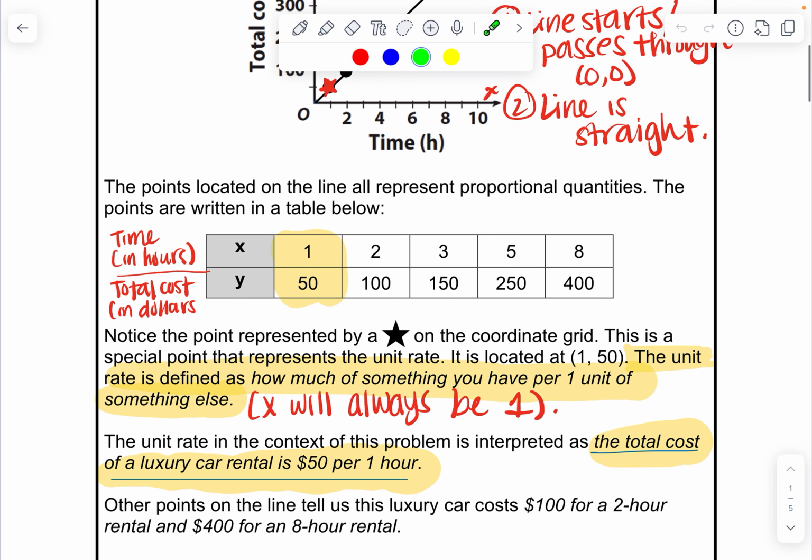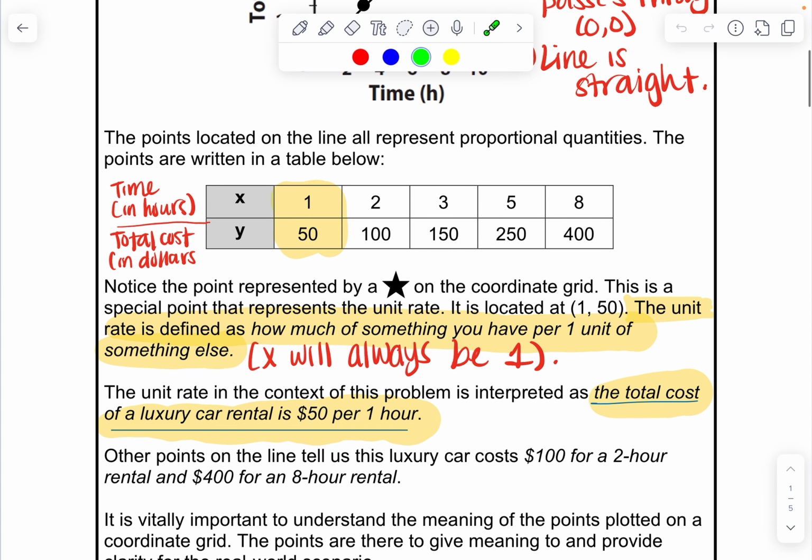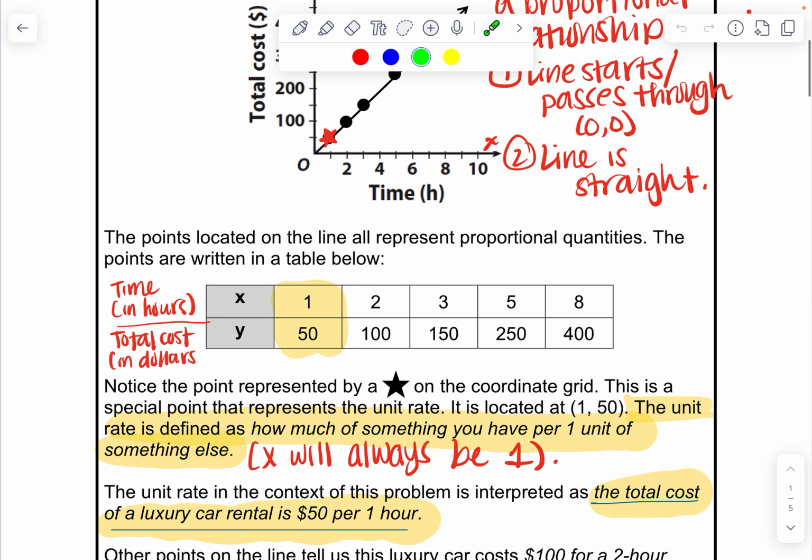Looking at our ratio tables from yesterday, these are very similar. The only thing is that this ratio table is now vertical instead of horizontal. Our X and our Y values still remain the same, okay? In this example, we are talking about the time in hours and the total cost in dollars. It says here, notice the point represented by a star on the coordinate grid. This is a special point that represents the unit rate. It is located at 1, 50.